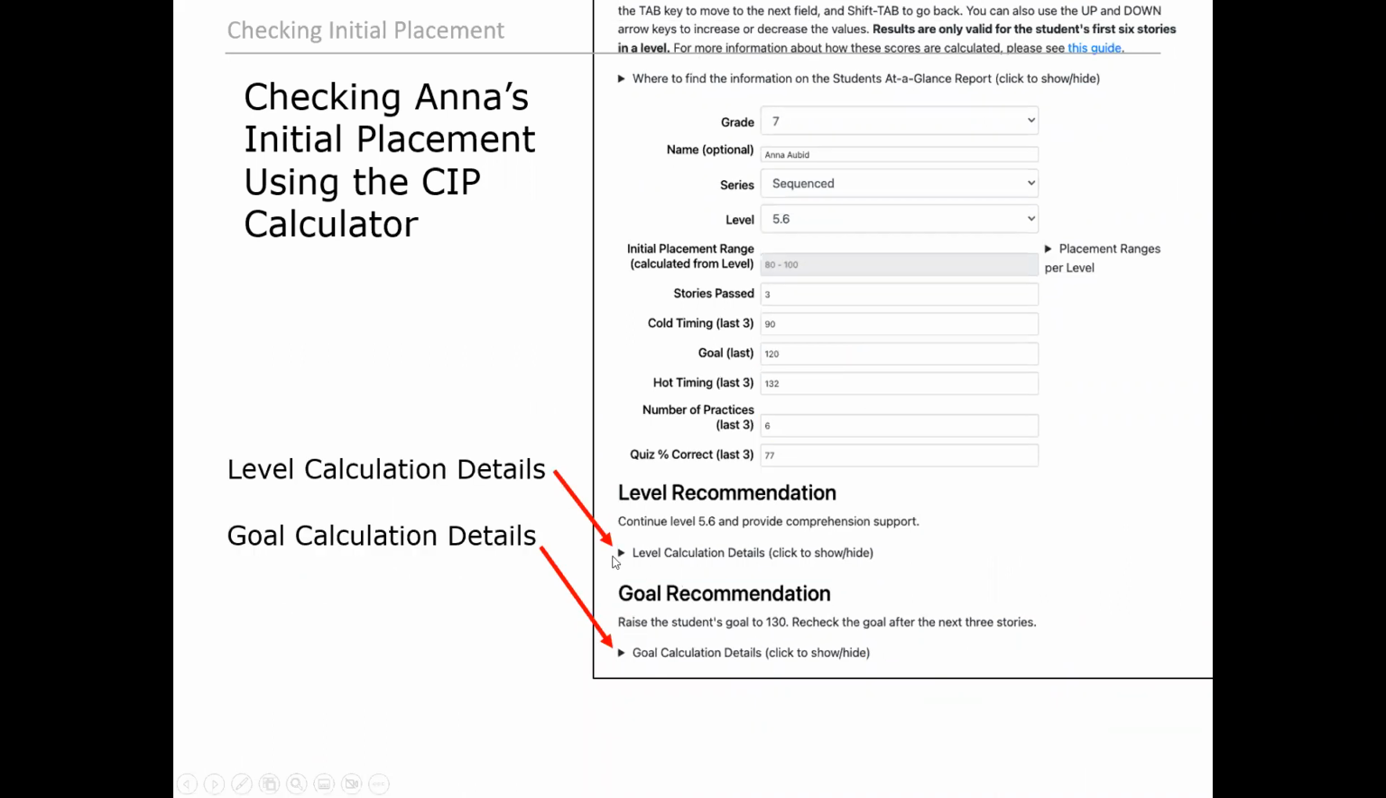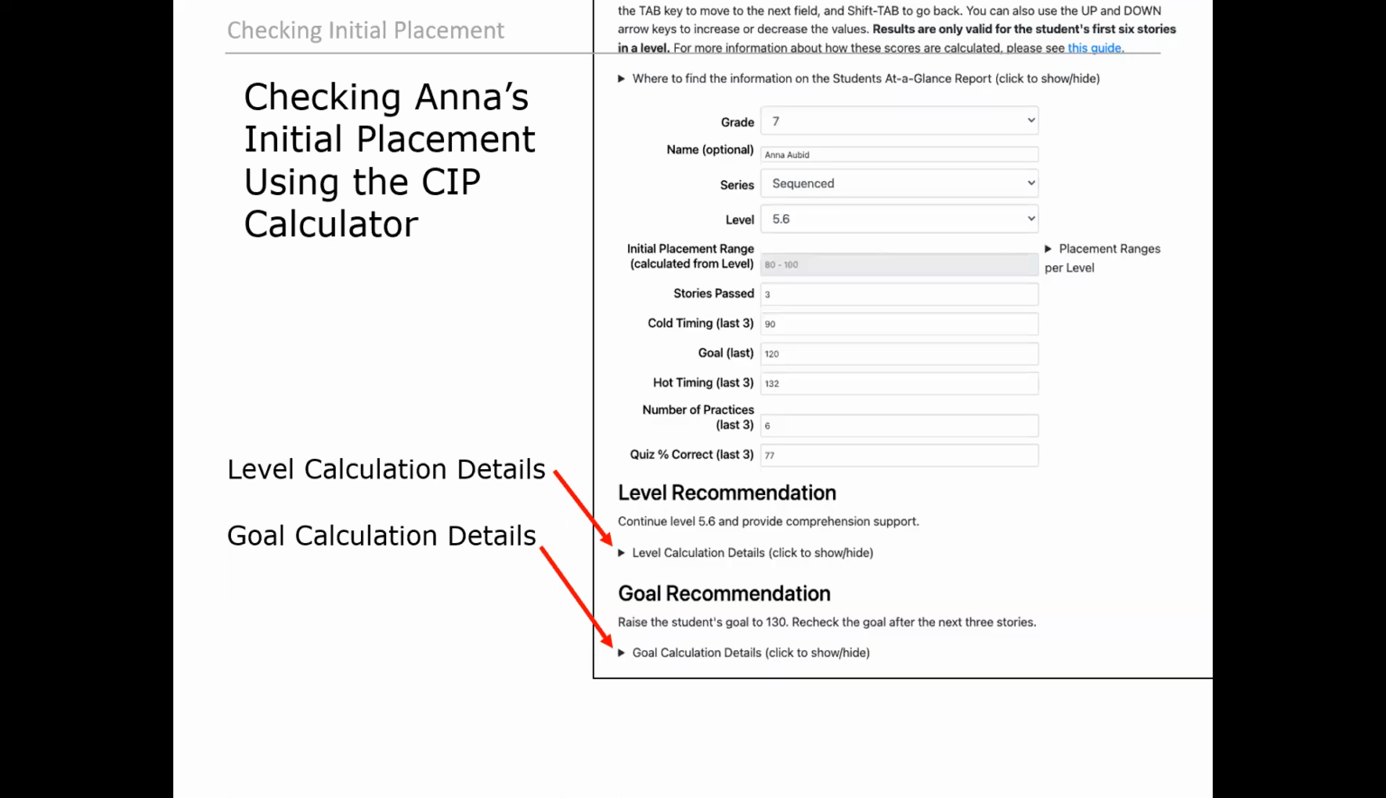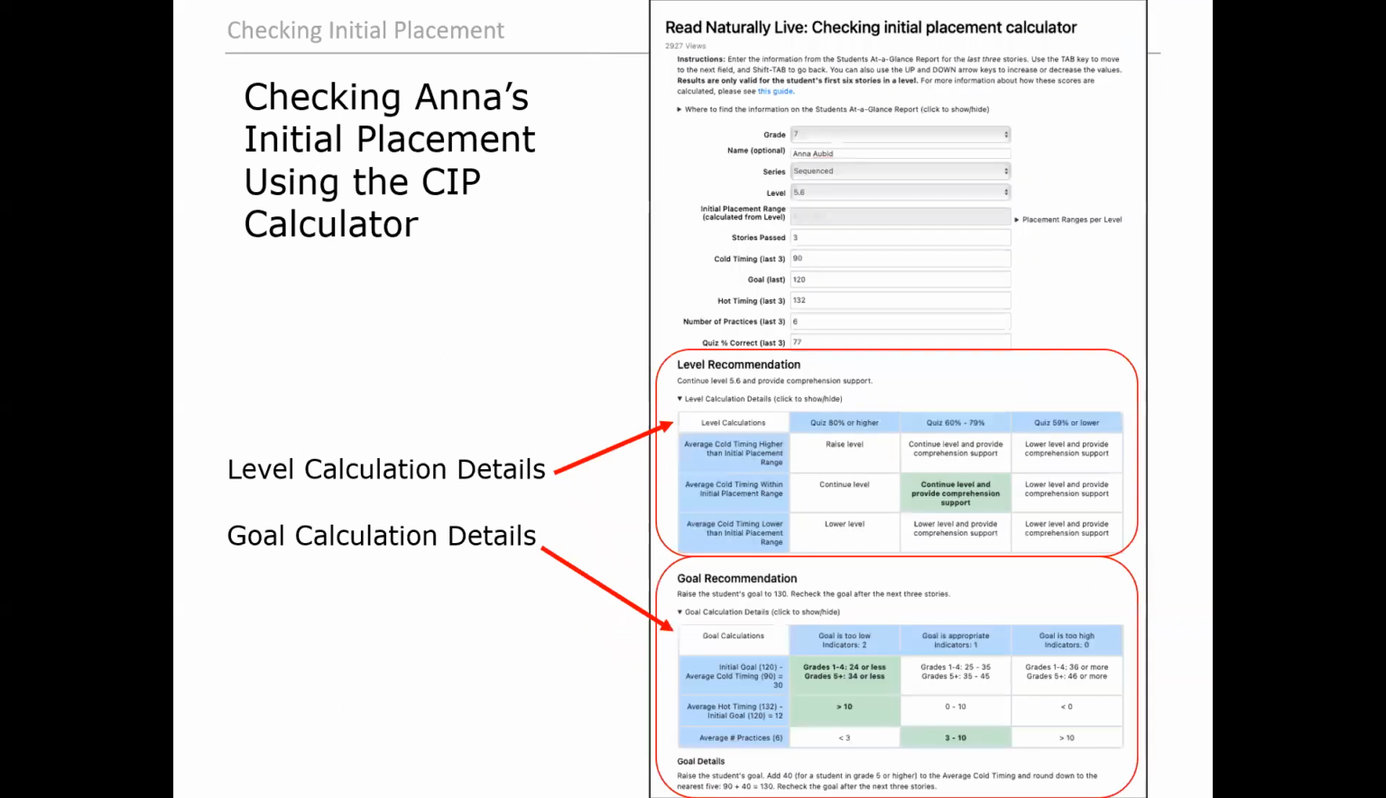Okay. If you click on these little triangles underneath the recommendation, those tables that I showed you appear and it shades in where your 2 pieces of data converge together so that you know what to do. Okay, so if you're interested in seeing the rationale behind it, clicking on these little triangles next to the level calculation details and goal calculation details will provide you with that table for yourself.